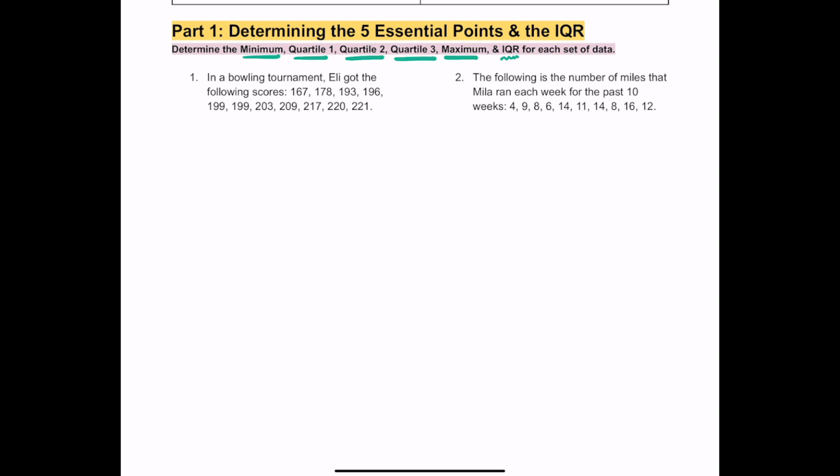First, for number 1, we have in a bowling tournament, Eli got the following scores in each of his rounds of bowling. And so let's see. The first thing we're going to do is just write these numbers in order from least to greatest. So I'm going to look for the smallest number here. I think it's going to be 167. Let's see what's after 167. I'm going to cross them off as I go. I think 178.